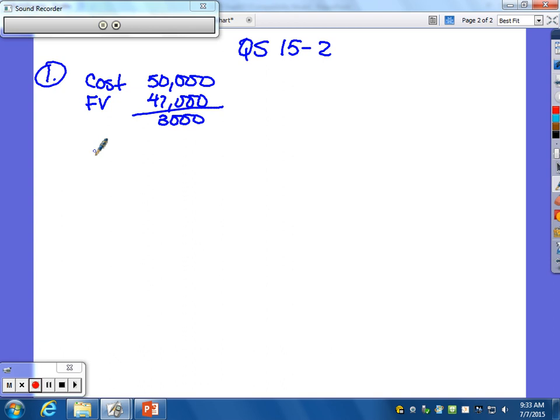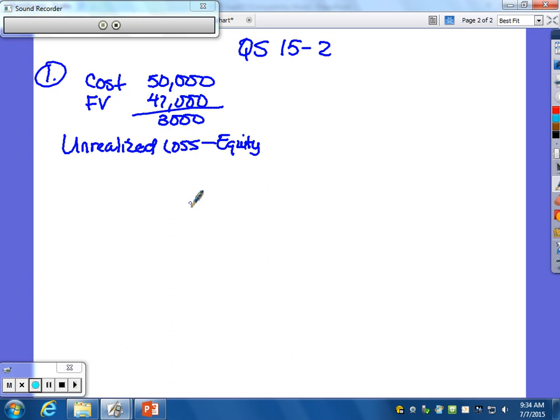Think about what you're doing here. You're adjusting for what? If fair value was less than what we paid for, we suffered what? A loss. So if you had a gain, yes, it would be a debit to fair value adjustment. But because it's a loss, what do you debit? Unrealized loss. What do we credit? Fair value adjustment.